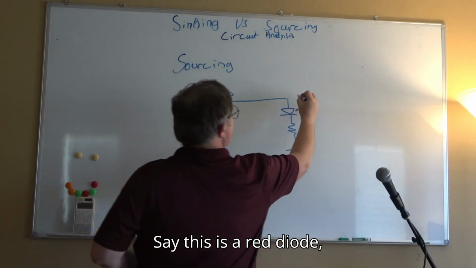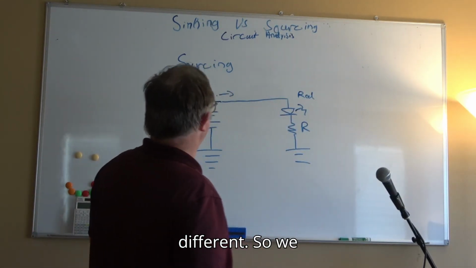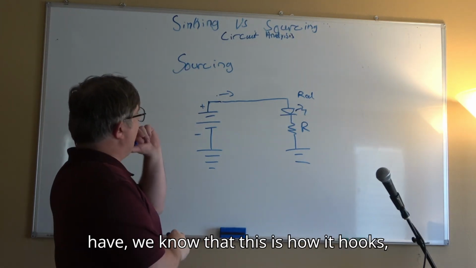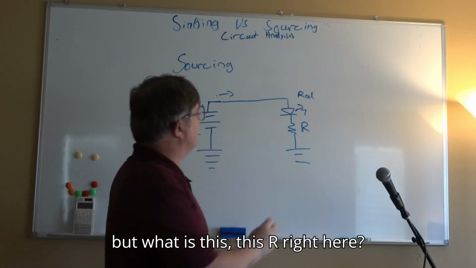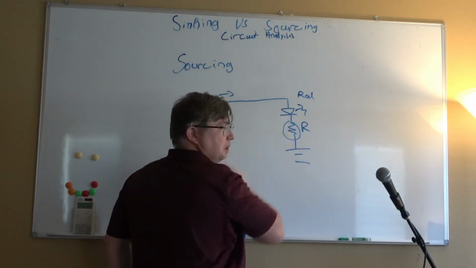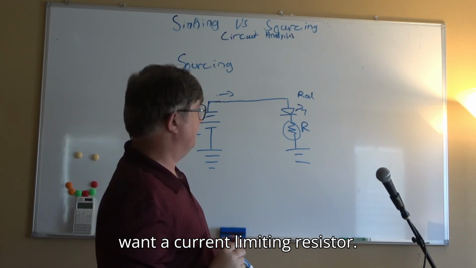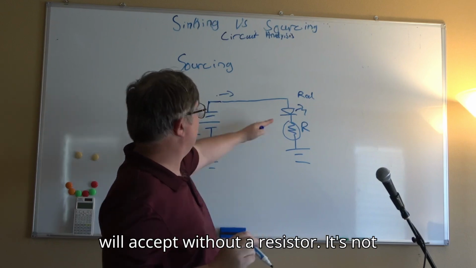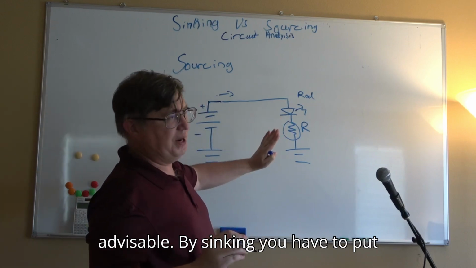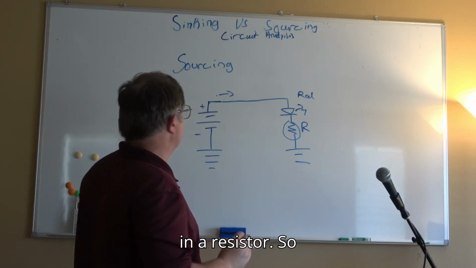Say this is a red diode. A yellow diode could be slightly different. So we know that it's good. This is how it hooks up, but what is this R right here? How can we protect our circuit? Because we want a current limiting resistor. When it's sourcing, it will accept without a resistor, but it's not advisable. And by syncing, you have to put in a resistor.